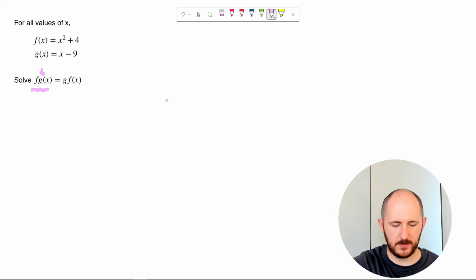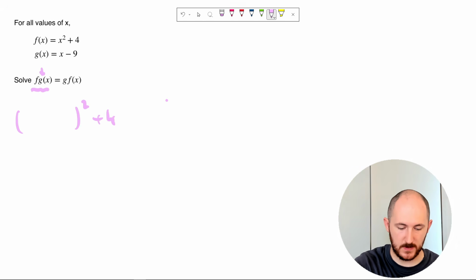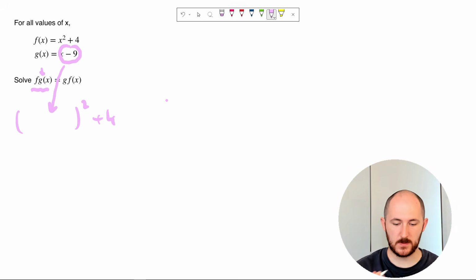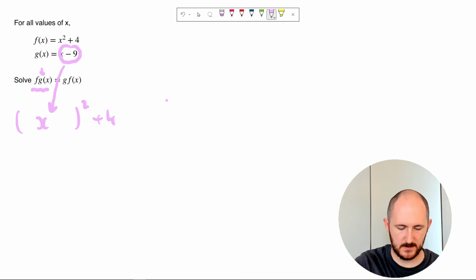So what does that mean? Well, I'm going to write out function f, but I'm going to put brackets where the x is. Now I'm going to sub in g, which is all of this, into here, because that's what it's saying, right? It's saying take g of x, sub it into f. So we have x minus 9. And that equals. Now let's get rid of this quickly. Now I'm going to do the same thing on the other side. In fact, I'll do it in red.